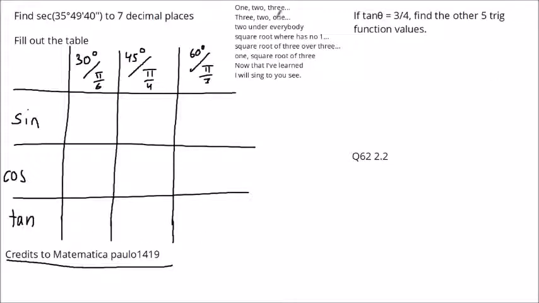It goes 1, 2, 3, 3, 2, 1, 2, under everybody.